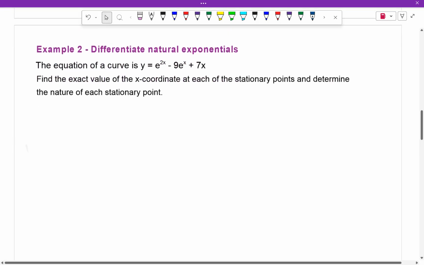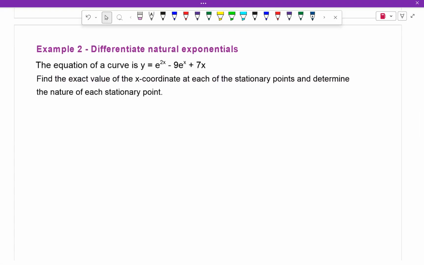Right. Now, the equation of the curve is y equals e to the power of 2x minus 9e to the power of x plus 7x. Find the exact coordinates for x of each stationary point and determine the nature of each stationary point. So there are three objectives.